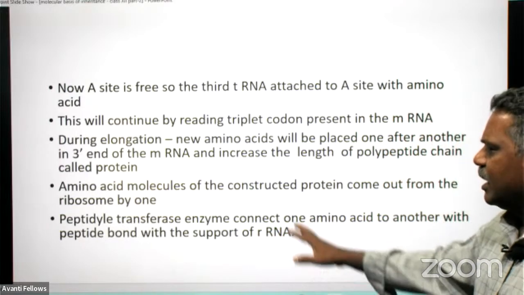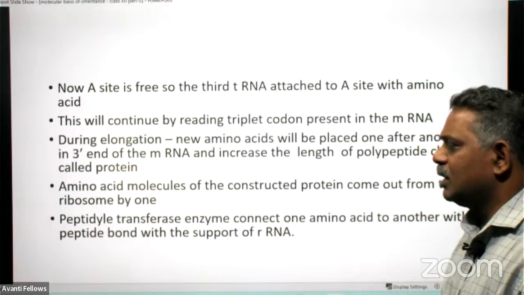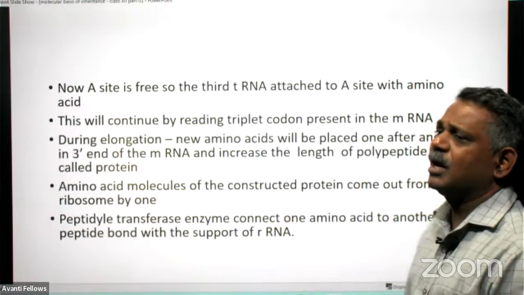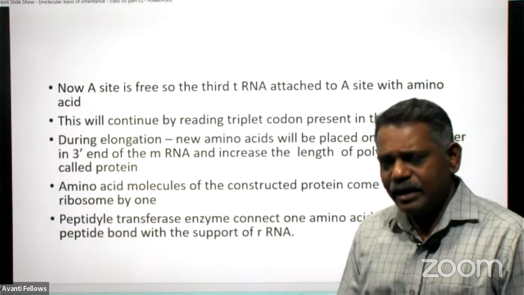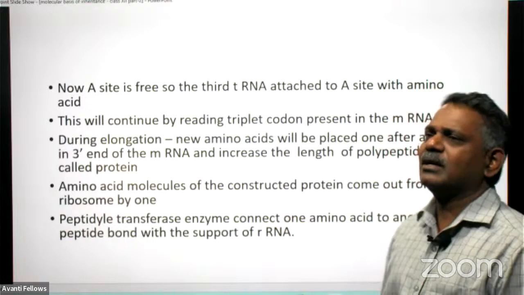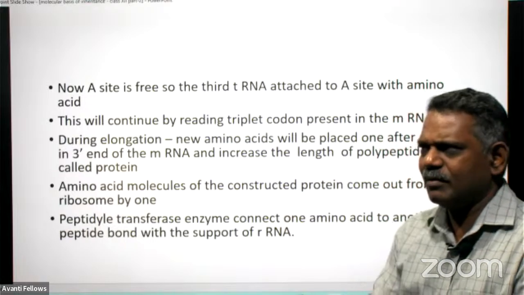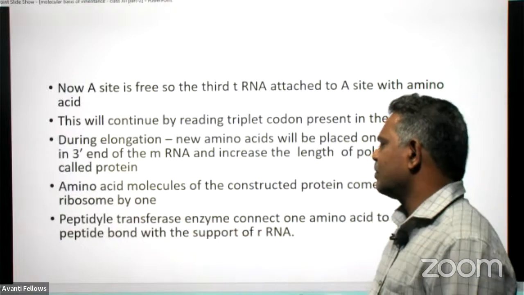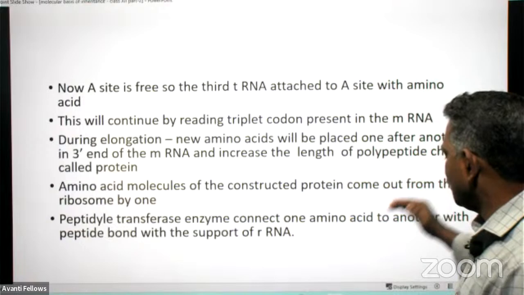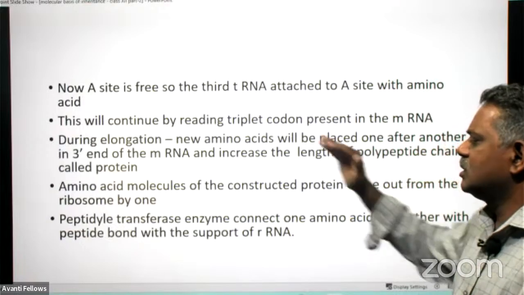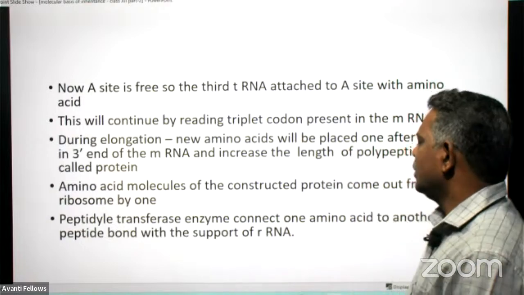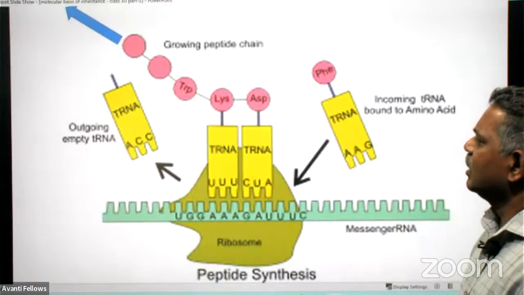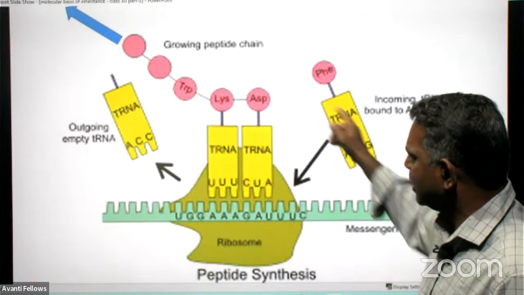But the rRNA is acting as what? An enzyme only. You know, in the beginning we discussed the RNA. It's not like DNA. It is acting as what? The biological catalyst. That is why you can say it is not very stable. And the peptidyl transferase enzyme only connects what? One amino acid to another amino acid and produces the peptide bond with the support of the rRNA. Like that, it proceeds one after another.